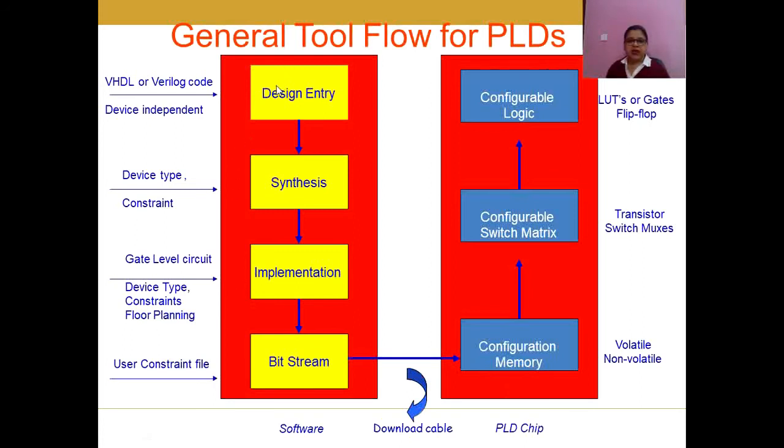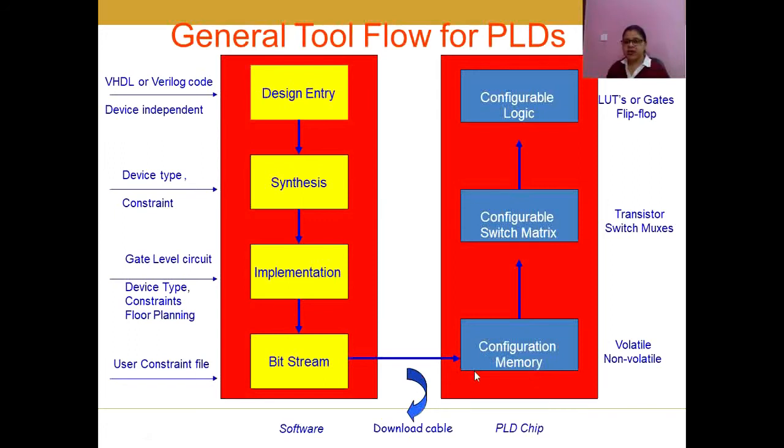Now the design entry is done with hardware description languages, say VHDL, Verilog, AMS and a few others. Then the synthesis takes place. Here we give a device type, the constraints, implementation. Here we go with the gate level circuits. Floor planning is also included in the implementation. Then the bit stream: here the user constraint file is generated and it is the input to the bit stream. Then this software is mapped with the PLD chip.